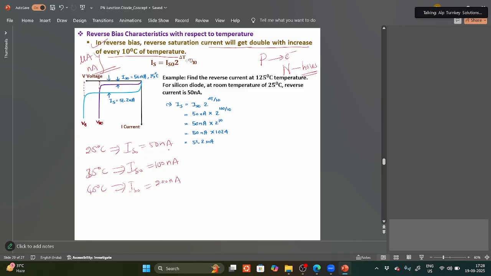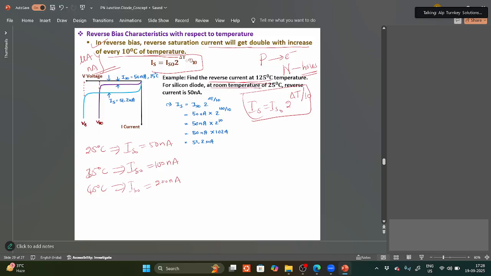Okay, like that. We try to understand with this problem. This is the formula: Is equal to Is naught into 2 power delta T divided by 10. This is my formula. Now the problem: find the reverse current at 125 degrees Celsius.